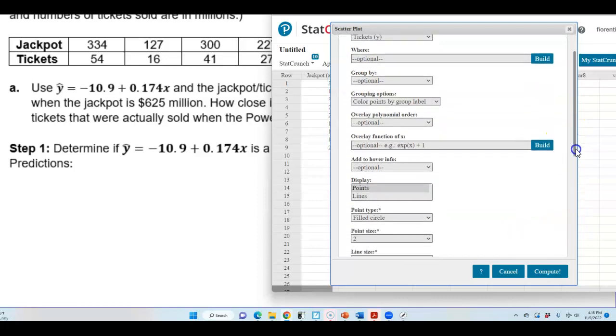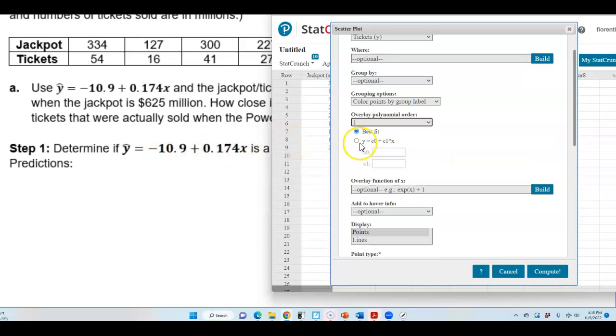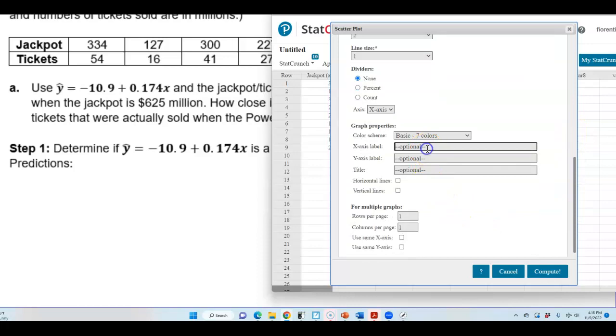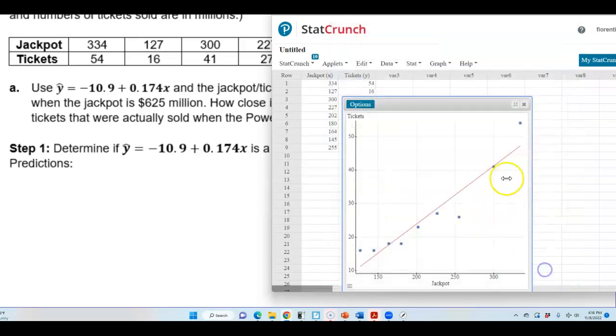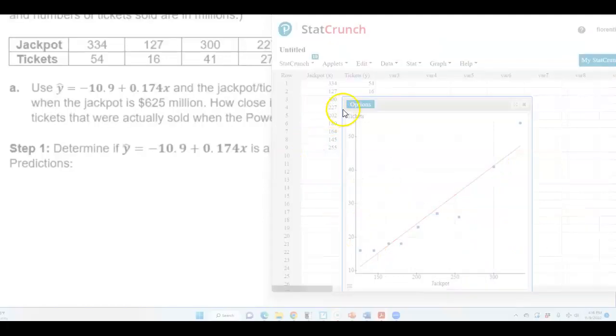Then we come down here and you see where it says overlay polynomial order. We're going to select 1 because it's a linear equation. And then we're going to put in the equation that we have here for the regression line. C subscript 0 is going to represent the y-intercept of negative 10.9, and C1 is going to represent the slope, which is 0.174. We know that the x-axis is the jackpot and the y-axis is the tickets. Make sure that we have our horizontal and vertical lines, then select compute. And therefore here is our graph.